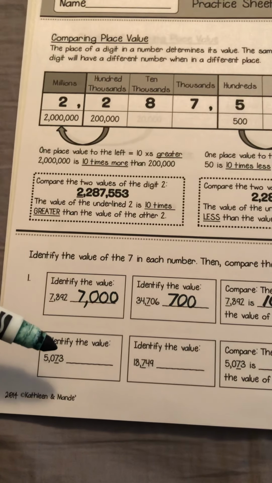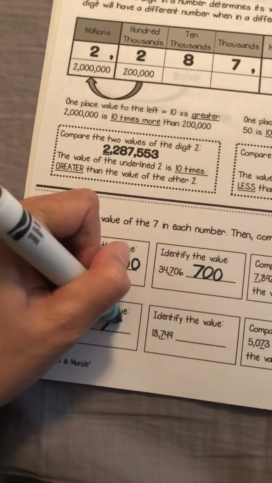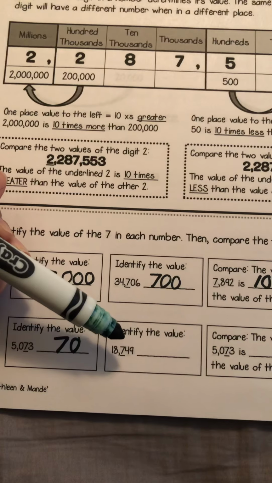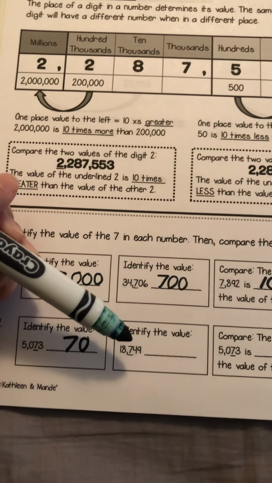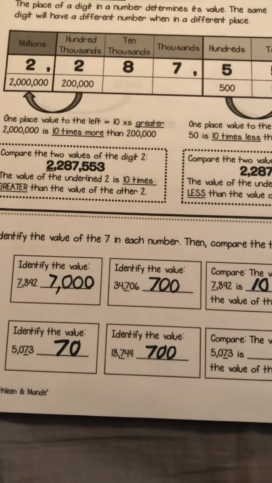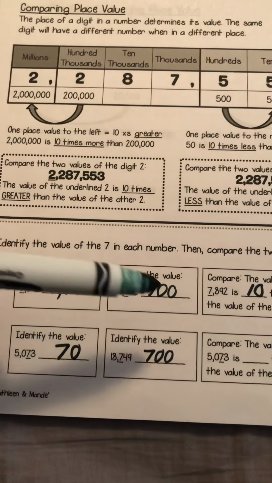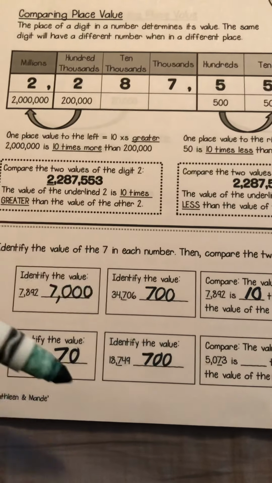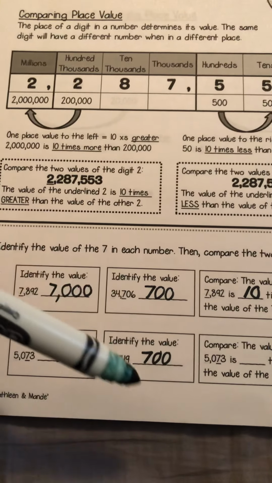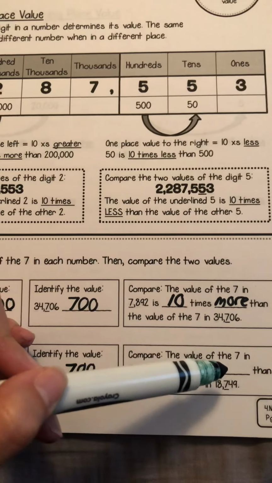The value of the 7 in the tens place would be 70. And the 7 over here is in the hundreds place. So the value of a 7 in the hundreds place would be 700. So now to compare, right away I want to notice that up here this number was larger than this number, but now I'm noticing this number is less than this number. Okay, so that might give us a hint about what's going to happen right here.